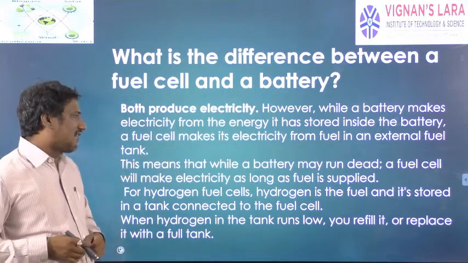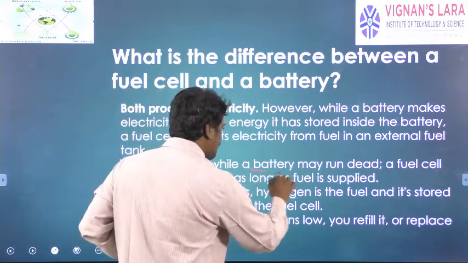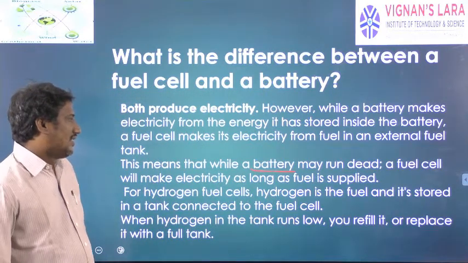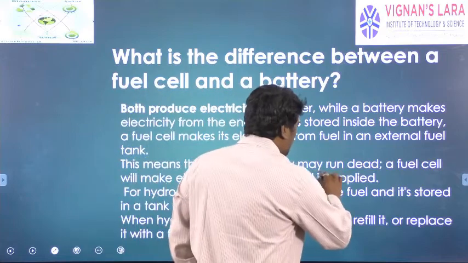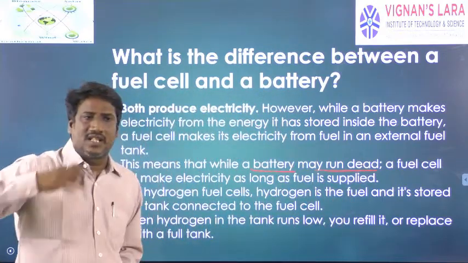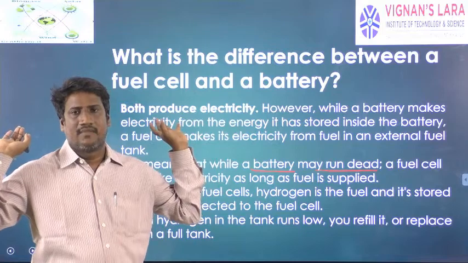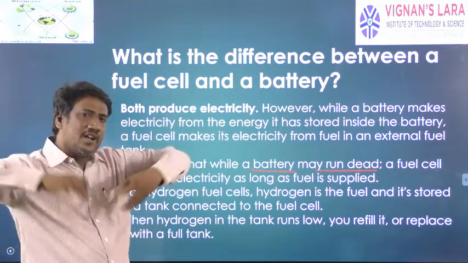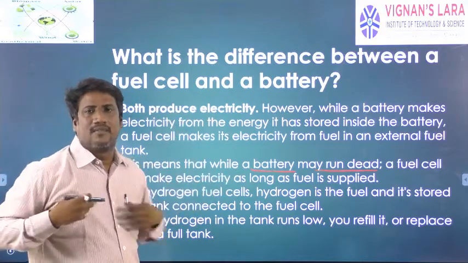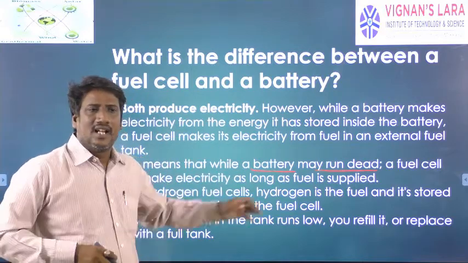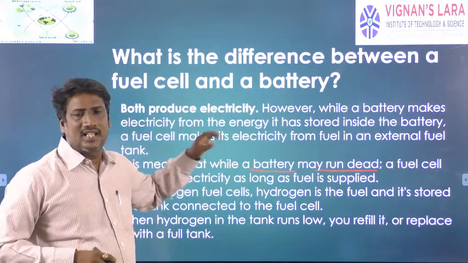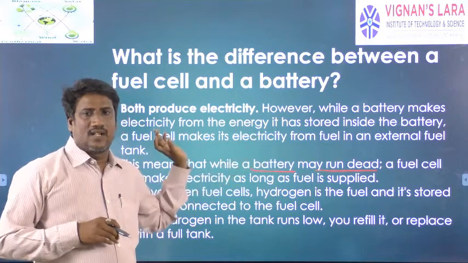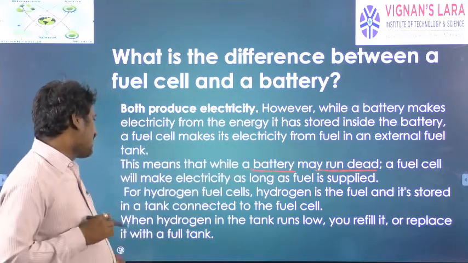This means that while a battery may run dead, completely, if the stored energy is over, the battery will be dead. But a fuel cell will produce energy as long as fuel is available. If I keep on giving the fuel, it will keep on generating electrical energy, whereas a battery will be completely dead once the stored energy is over. That is the major advantage of a fuel cell.